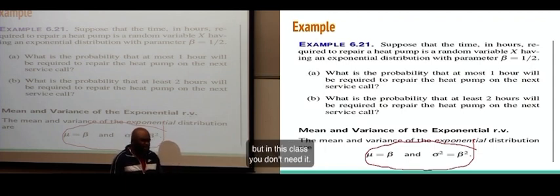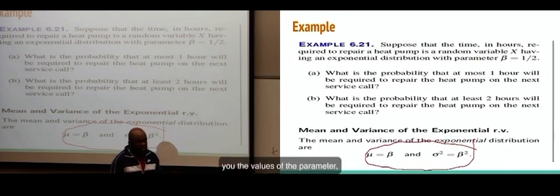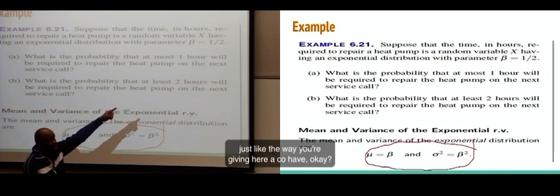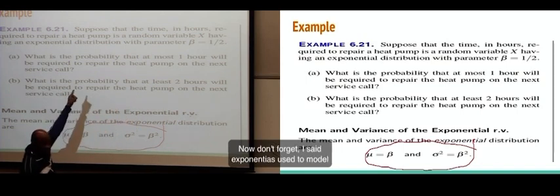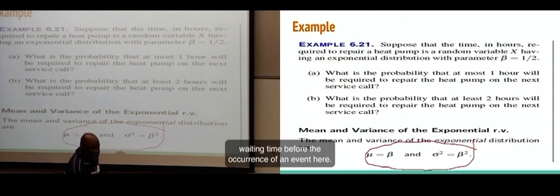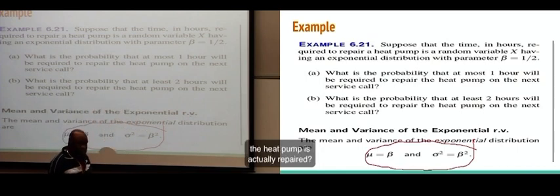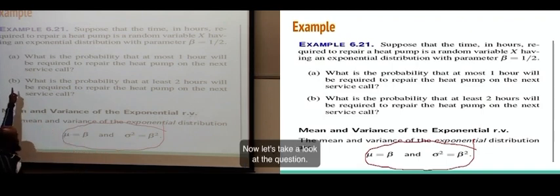But in this class, you don't need that. The examiner is going to give you the values of the parameter, just like here, beta equal to half. Don't forget, I said exponential is used to model waiting time before the occurrence of an event. Here, how long do we want to wait until the heat pump is actually repaired? Now, let's take a look at question A.